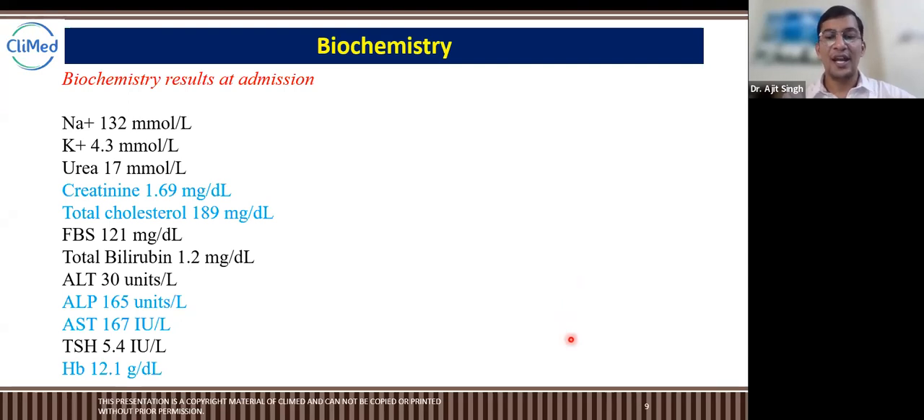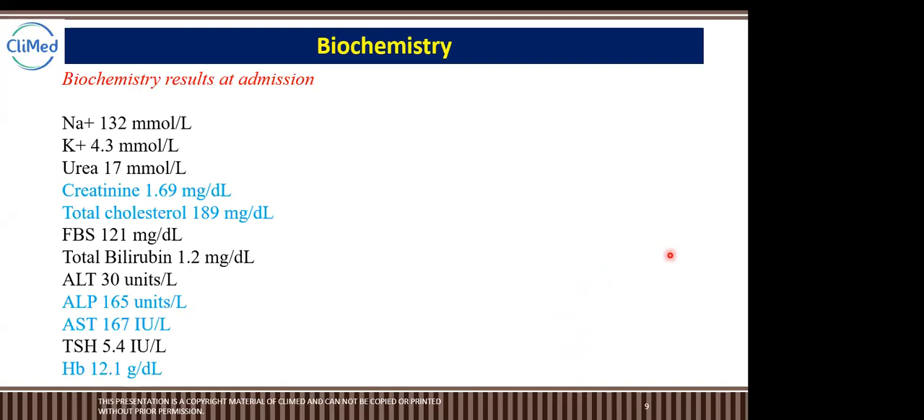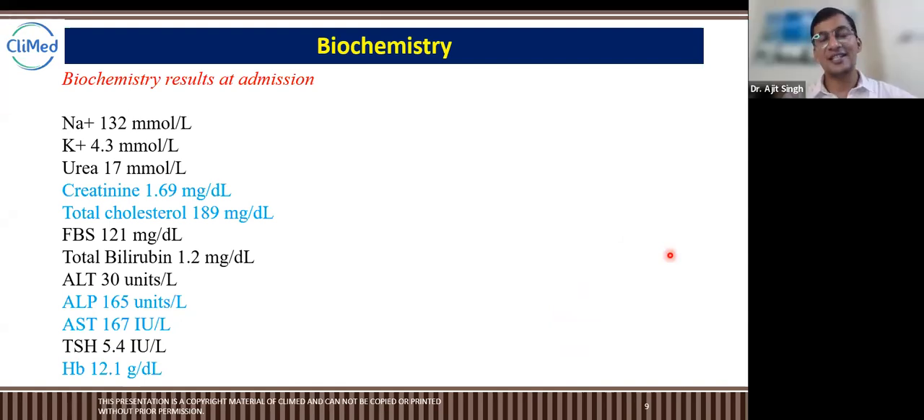Okay. HB is not low. We will not say this patient is anemic at all. This patient is not anemic. It is only mild, just on the lower level, not anemic.